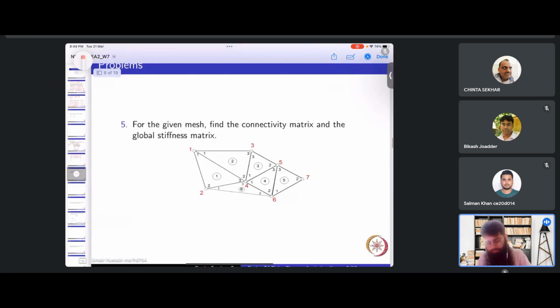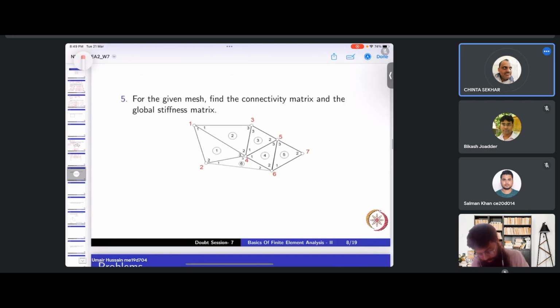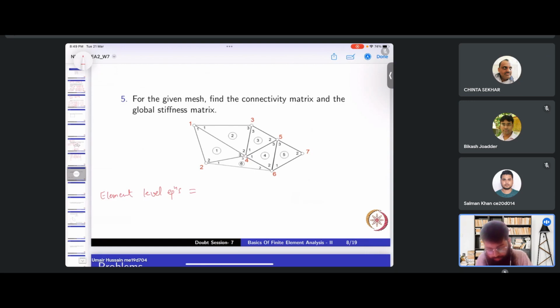Okay, so can we answer for this one? How many element level equations do we have? 18. Now this time we have only triangular elements, and we have a total of six triangular elements. So 6 into 3 gets 18 equations, and global equations 7. So we have only 7, not 7 degrees of freedom. We have 7 equations.